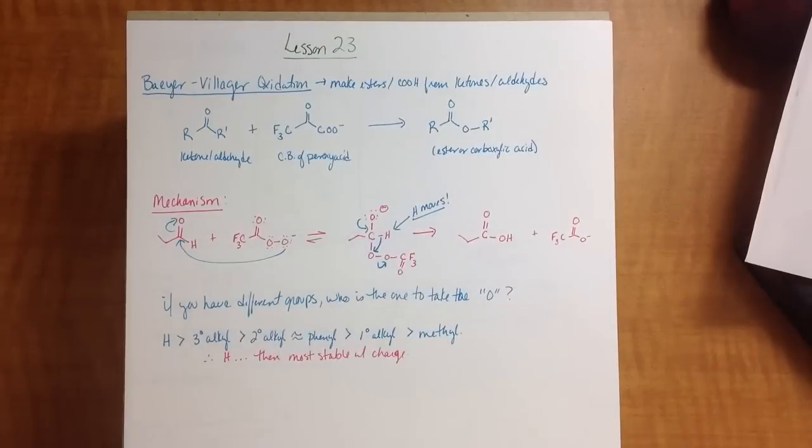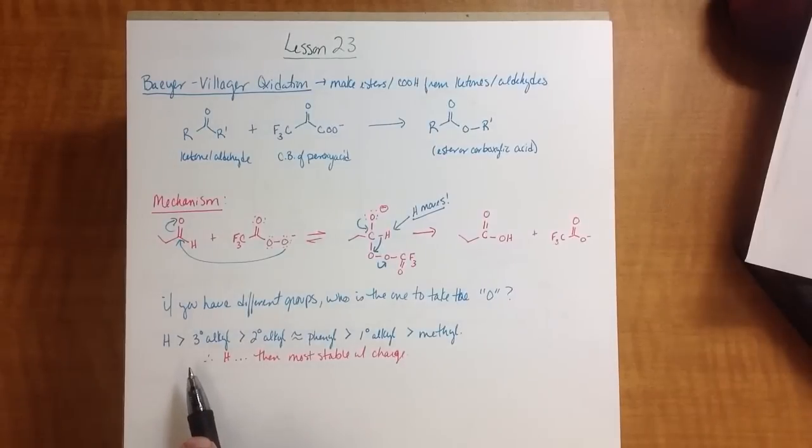Now, the big question here is, how do you decide whether this side or this side is the one that comes down and grabs that oxygen? Because that's going to essentially determine which direction your ester goes, or in this case, it's a carboxylic acid, but in other ones it's going to be an ester. Well, it's actually pretty simple. Hydrogen is going to be first.